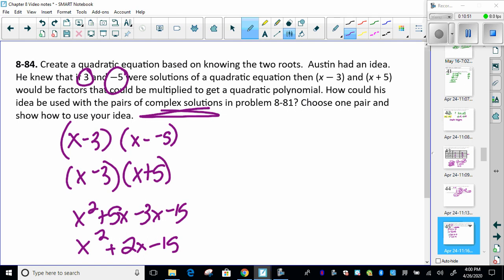So let's use what I had just worked on before, 3 minus 5i and 3 plus 5i. So those are my two solutions. Those are my two, in essence, roots. So if I know my roots, I should be able to find my quadratic. When my root was 3, it was x minus 3. Now my root is 3 minus 5i. So now it's going to be x minus my root.